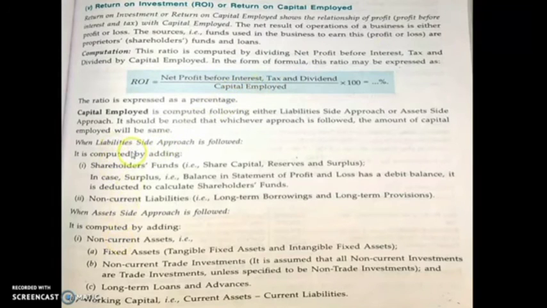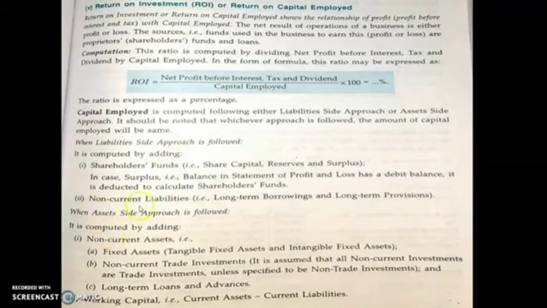We have two approaches under capital employed, that is liability side approach and asset side approach. In liability side approach, the items which we have to consider is shareholders fund. Under shareholders fund, which all are the items? Share capital, reserves and surplus. And in case surplus or balance in statement of profit and loss has a debit balance, it is deducted to calculate shareholders fund. Debit balance means it's a loss. And the second item which we have to add here is non-current liability. So two items will come under non-current liabilities, that is long-term borrowing and long-term provisions. So these two items are added together under liability side approach.